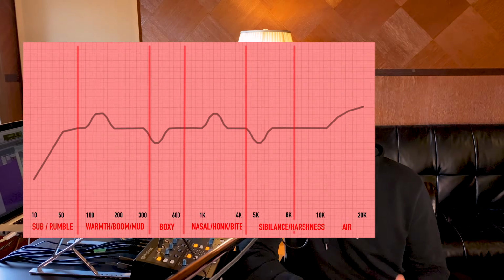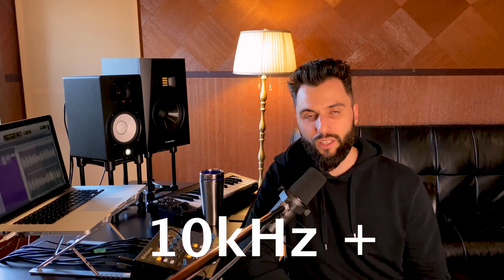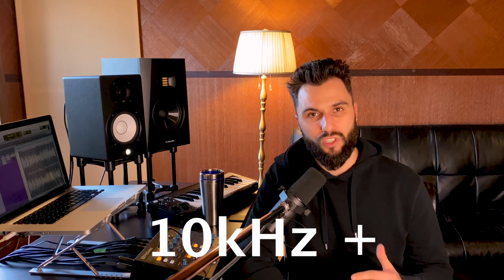And finally, we get to the air band. This is the very top end of a vocal frequency. We're talking from 10,000 Hz and above. And this is really responsible for just adding some more shine or brightness to an overall sound. If you're curious what that sounds like, it sounds like this.